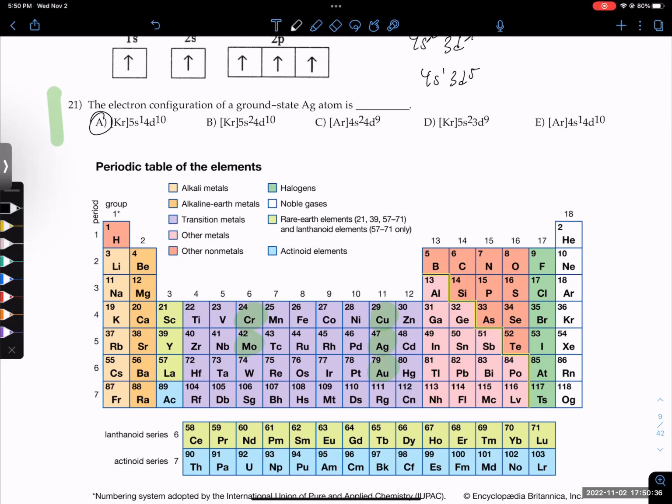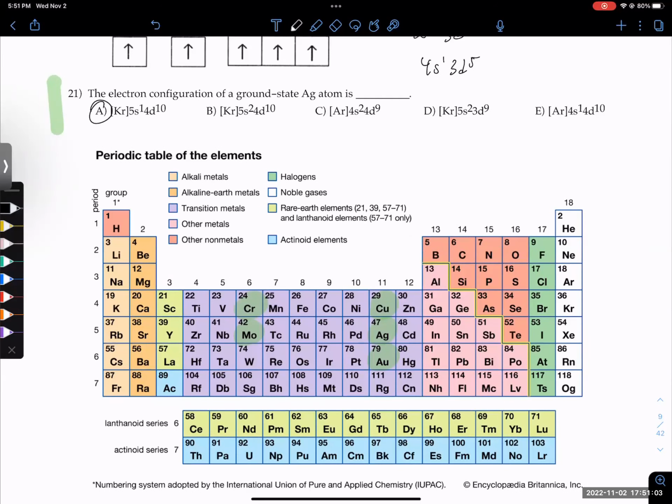It's 5s1, so one outer electron. Do y'all remember the charge for silver? Ag plus one. It's always a +1. Does this make sense why it's a +1? If you only have one outer electron, and now that we have a 4d10, it's completely filled, it's really stable.